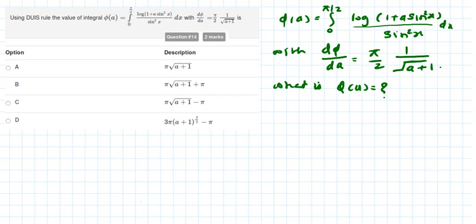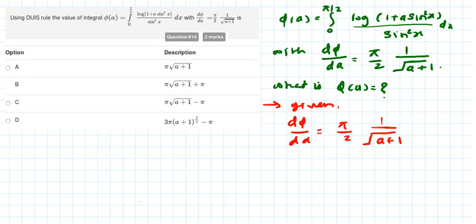Now you need to observe what is given. d phi by dA is given, that is pi by 2 into 1 upon under root a plus 1. So convert this differential equation to the variable separable form. Once you convert it to variable separable form, what will you get? d phi is equal to pi by 2 into 1 upon under root a plus 1 into dA.